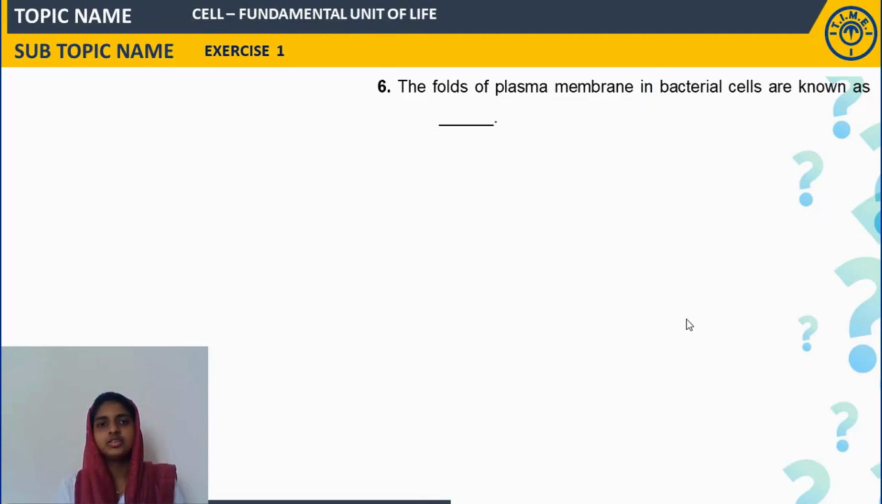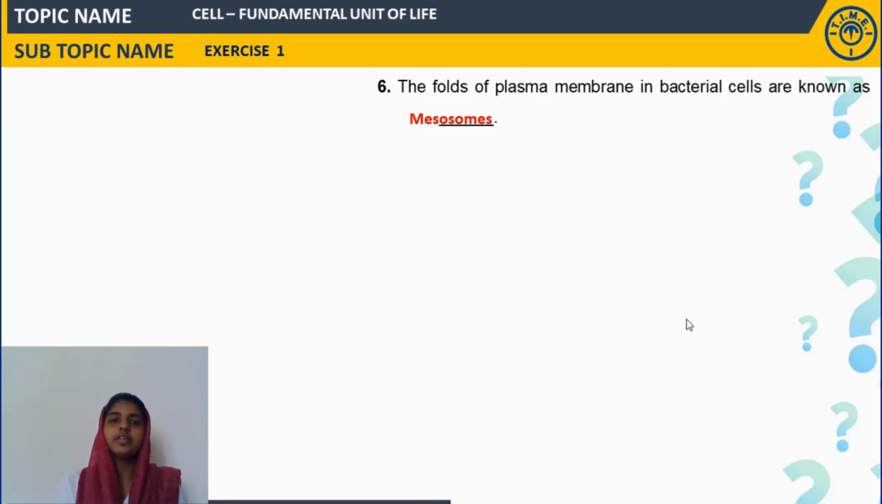Next, the sixth question: the folds of plasma membrane in bacterial cells are known as? In case of bacterial cells, the plasma membrane forms small finger-like inner foldings, and these inner foldings are known as mesosome.